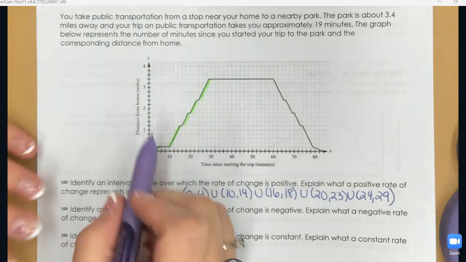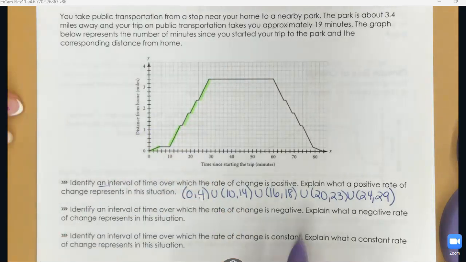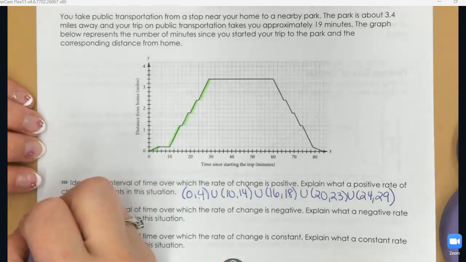You don't have to list all of them because it just said to identify one, but any of those would be sufficient. And explaining what that positive rate of change means in the situation, well, that means that your distance from home is increasing.